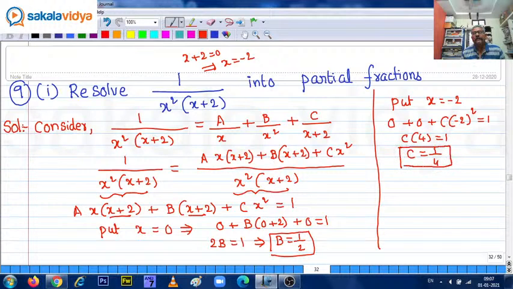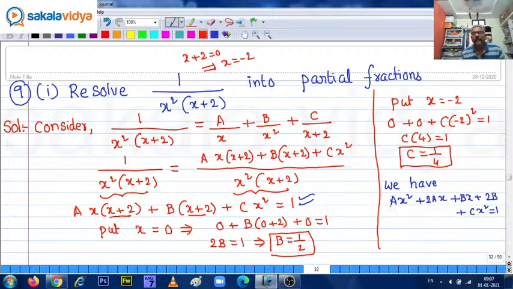Both the b value and c value are known, but we now need to find the a value. That is very, very important. That means we need to simplify this one. Again, this is an important step. We can write ax into x, ax square, ax into 2, 2a x, then bx plus 2b, plus cx square equals 1.